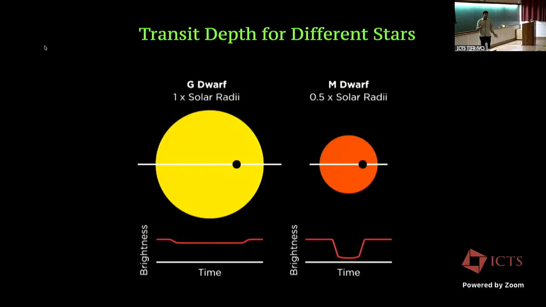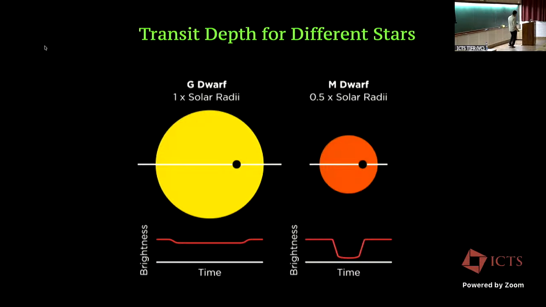But for a G dwarf star or a K dwarf, the transit depth will be much lower, but still the activity in the stars will be lower, and that will help characterization, which I will show in the further slides.